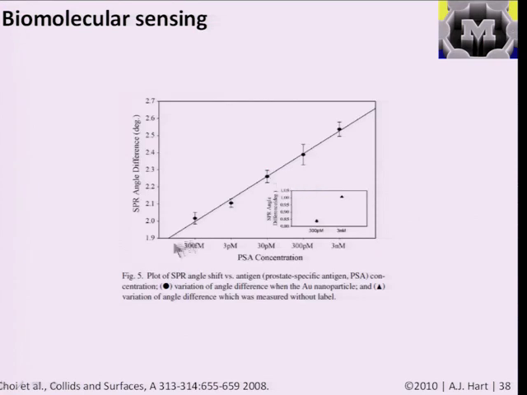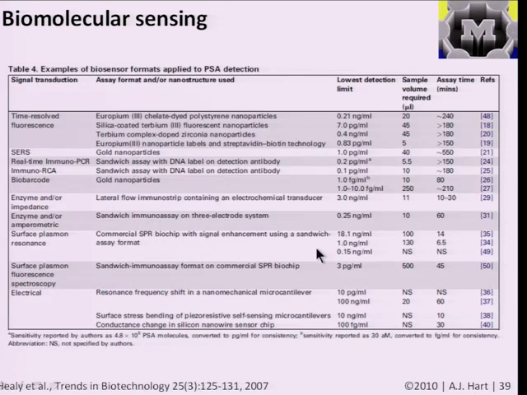And here is a plot of the results, and this is the change in the angle of light coming off the sensor as a function of the concentration of PSA in the solution. And they were able to show, really nicely, that they can detect this change over a concentration from 300 femtomoles to 3 nanomoles. So this is a pretty wide range detection scheme. And there's, for example, a lot of literature that talks about the use of these techniques to detect biomolecules.